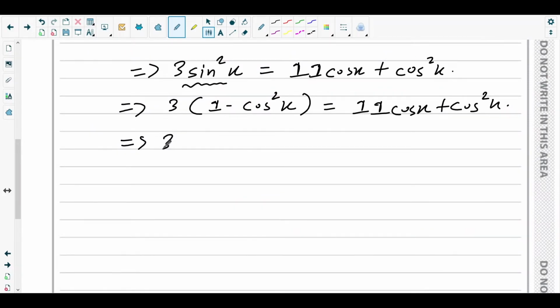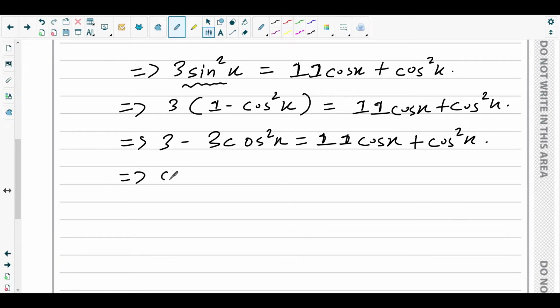Before taking all the terms to one side, multiply the bracket, so you will get 3 minus 3 cos squared x equals 11 cos x plus cos squared x. Now take all the terms to the right side. The negative 3 cos squared x, if you take it to the right side, will become positive 3 cos squared x. So in total, 4 cos squared x plus 11 cos x minus 3 equals 0.